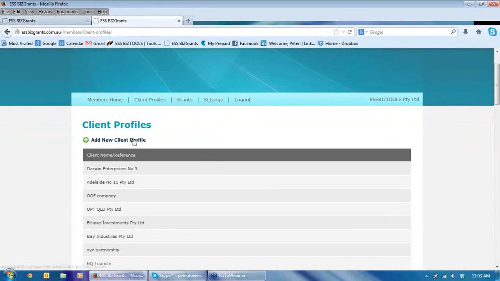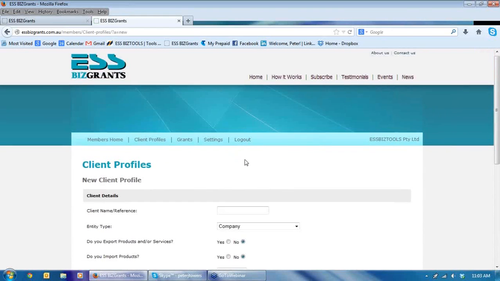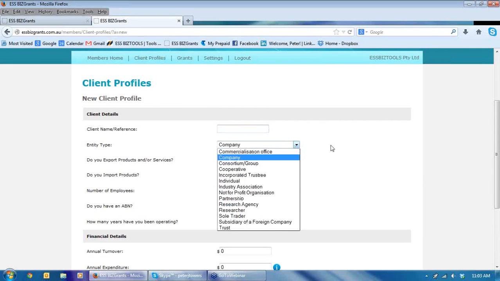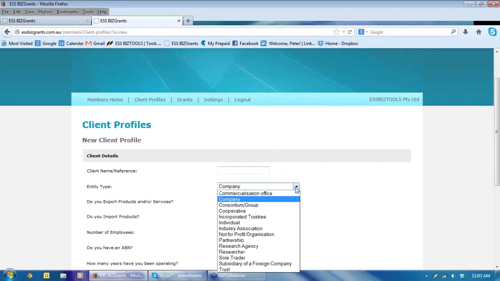Now, with the client profile, what I'm bringing up on the screen now is a blank one, and I'll show you a partly completed profile in a moment. But our recommendation is that you insert the name of the client. If you've got some concerns about client names being displayed in cloud technology, use a reference number. Remember that when you enter the details, you need to identify the corporate structure that relates to this particular client.